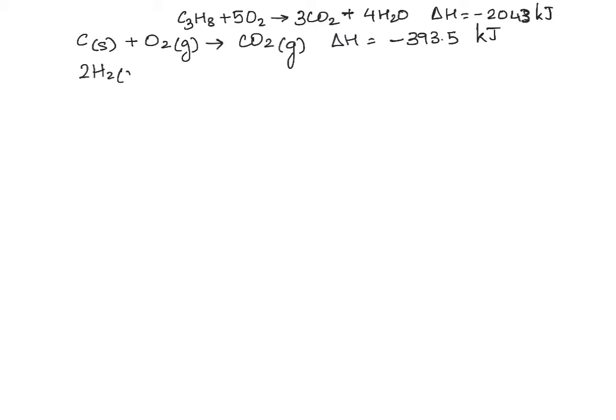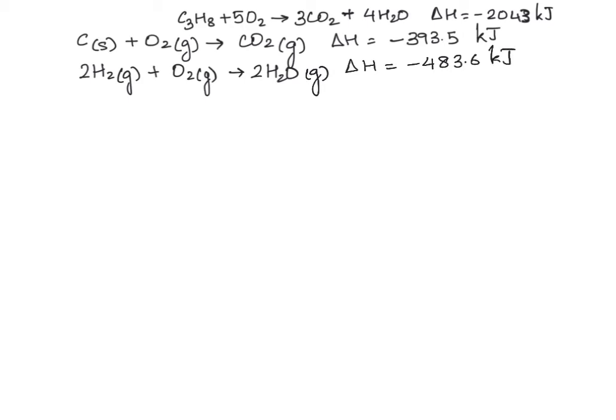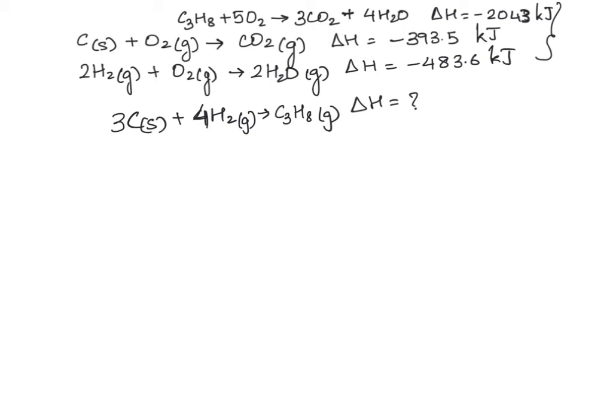Two hydrogen gas plus 1 mole of oxygen gas yields 2 moles of water, and delta H is given as negative 483.6 kilojoules. What would be the delta H of 3 carbon solid plus 4 hydrogen gas yields C3H8 gas? What would be the delta H for this? So use these three reactions to determine the delta H for this reaction.